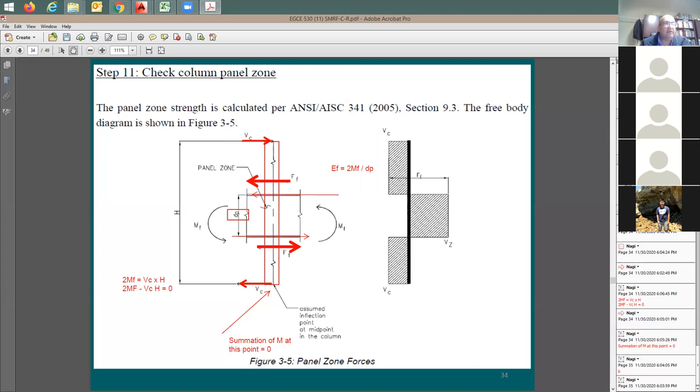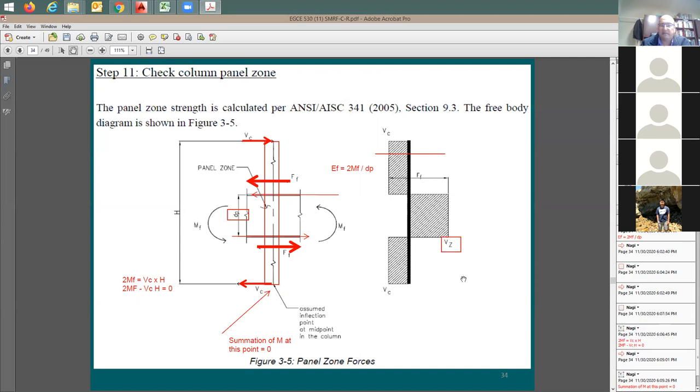Now, based on this diagram, you ask yourself a question. How much is the shear in the column? You can see the shear in the column is going to be this value here. How about the shear in the panel zone? You can say the shear in the panel zone can be only V sub Z, the shear in the panel zone.